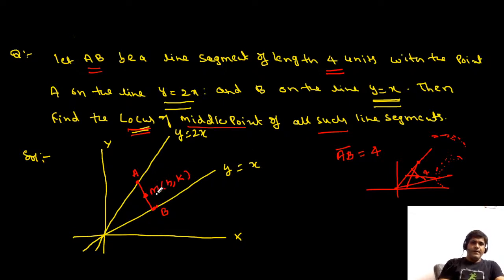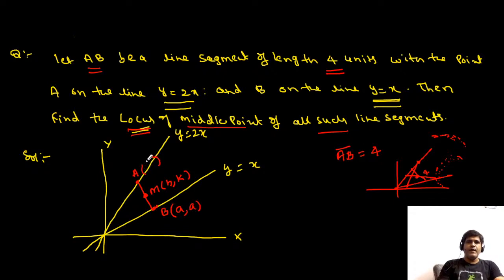So here M(h, k) is the middle point. Now we need to introduce a parameter. Here I will take the point B coordinates as (a, a). I introduce only one parameter, a. Can you find A's coordinates in terms of small a? Yes, we can find.